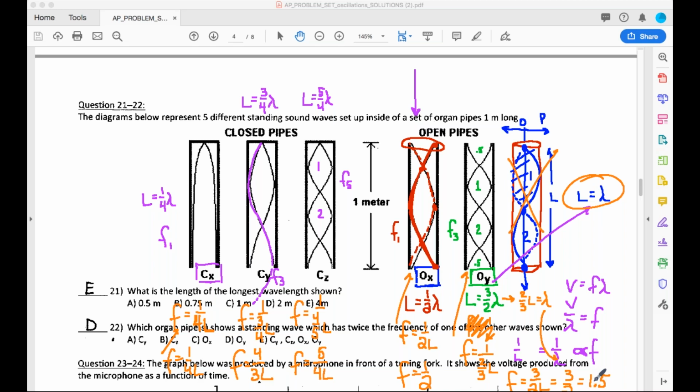Corinne's saying it's twice the frequency of CY, which is 4/3 L. 4/3 is 1.3 though, and I don't see that being twice. OY is 1.5. Three halves.